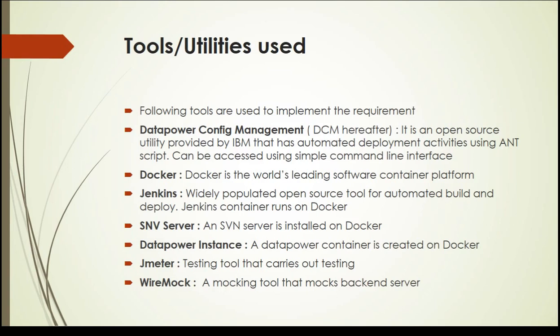The next one is Docker. Docker is the world's leading software container platform. We'll see what Docker is in the upcoming slides. Then we have Jenkins. Jenkins is a widely used open source tool for automated build, deploy, and testing also. Jenkins is also available as a standalone, but for this requirement, I have used Jenkins on Docker, running as a container.